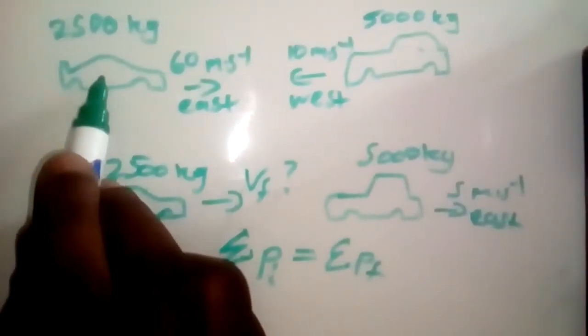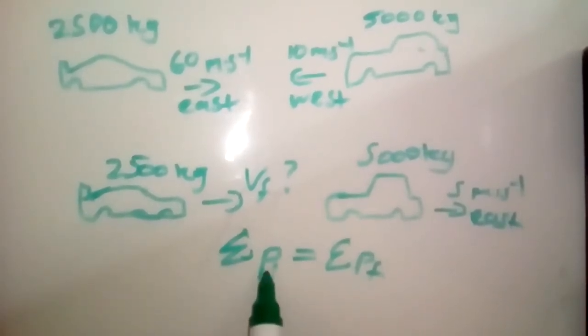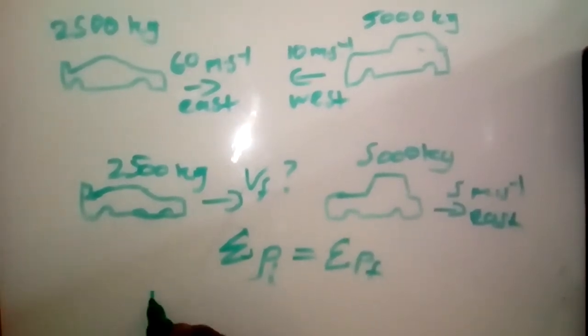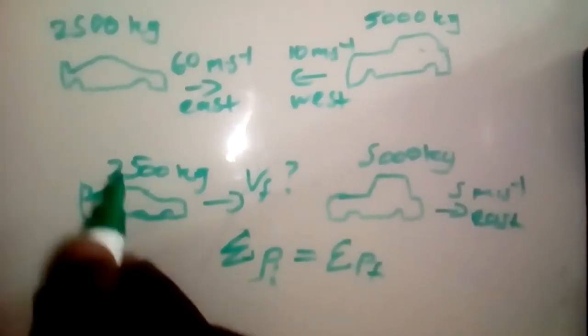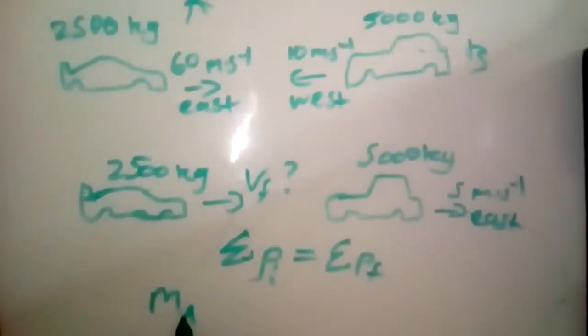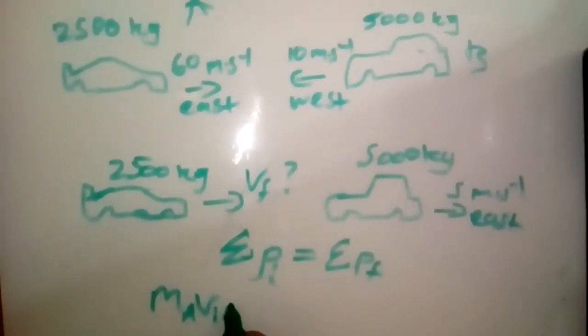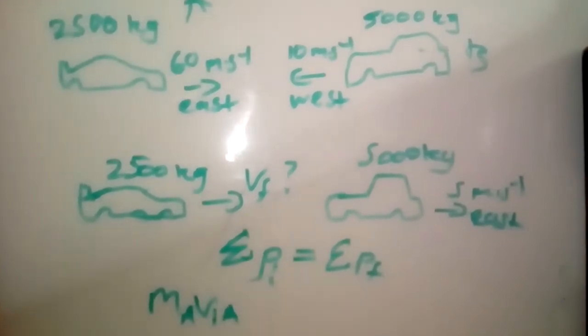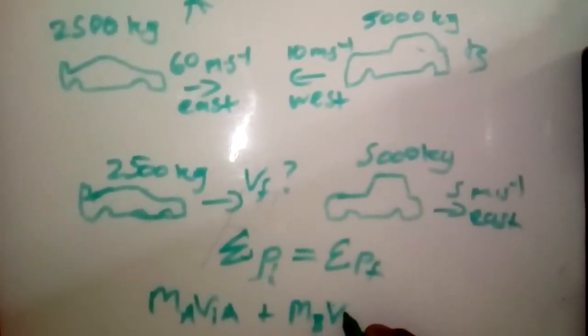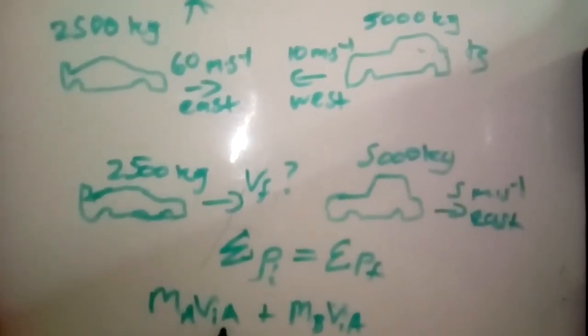So it means the momentum of this one plus the momentum of this one. But you don't have to write the equation like this. So the momentum of this is the mass. I'm going to call this object A and this object B. So the mass of object A times the initial velocity of object A, plus the mass of the second object times the initial velocity of the second object. So it's like the momentum of A plus the momentum of B. Remember, momentum is mass times velocity.